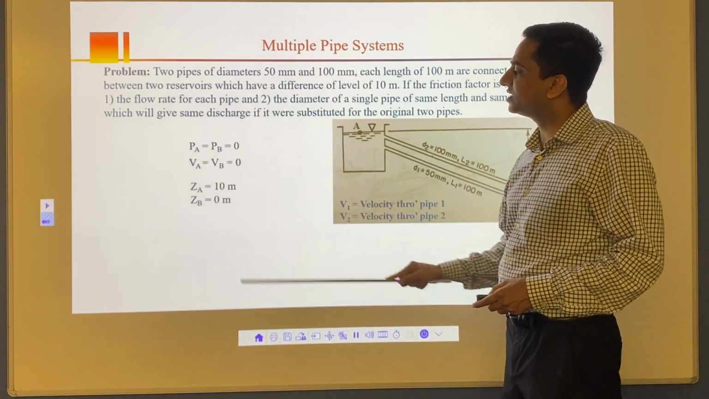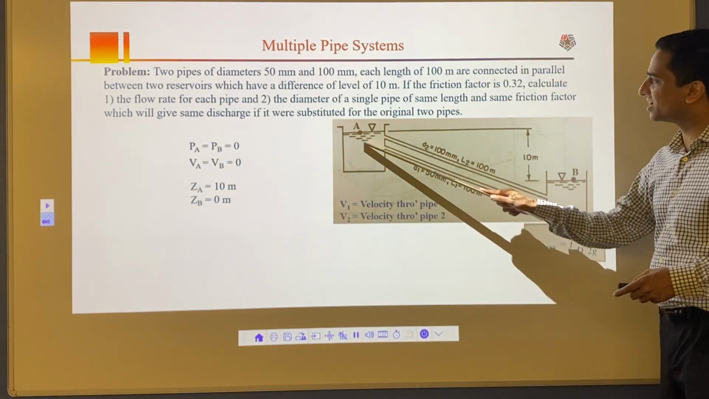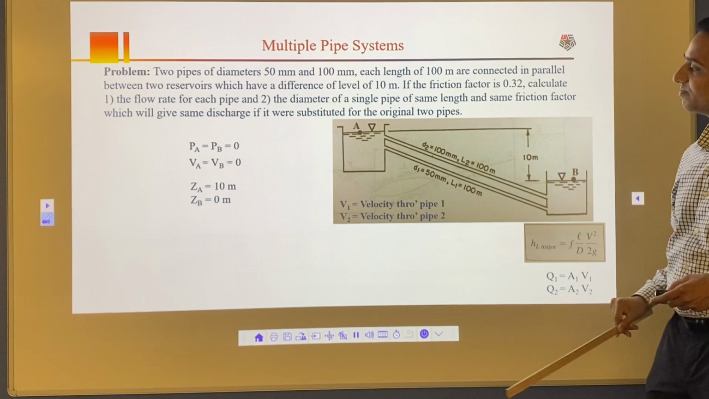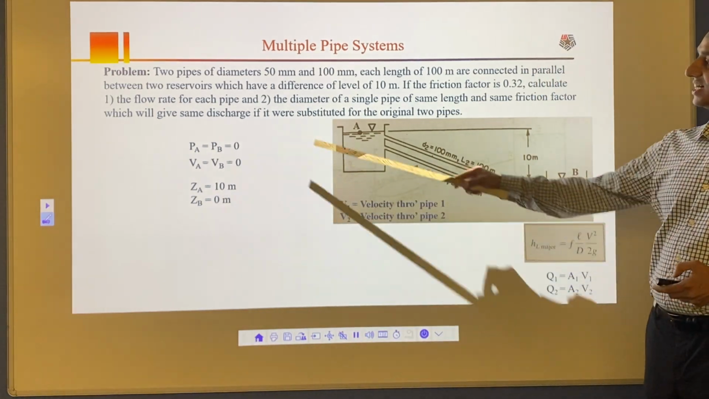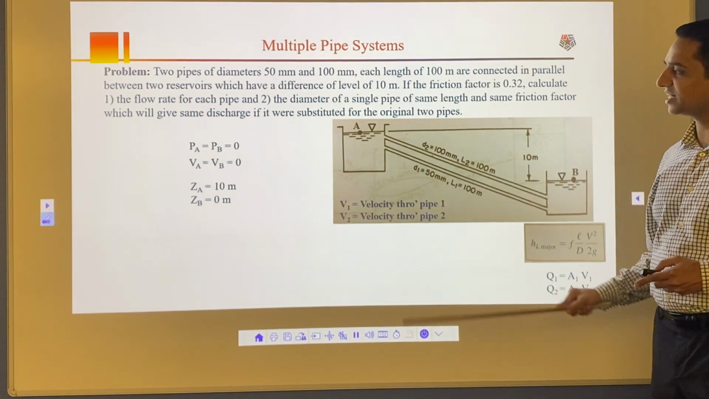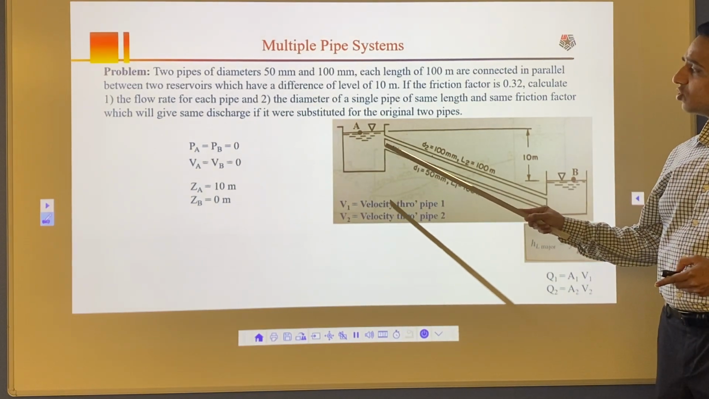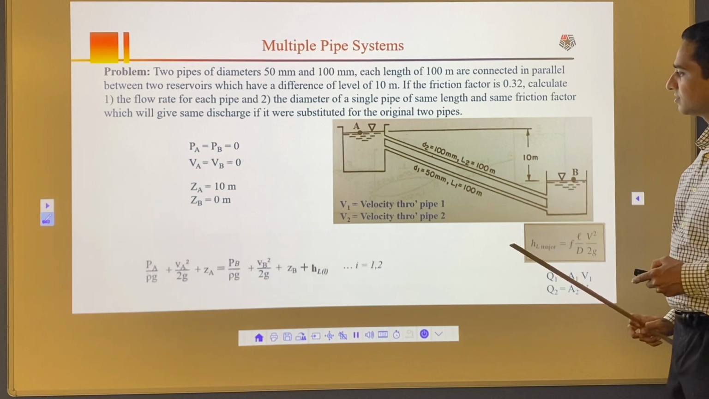ZA is equal to 10 meters, ZB is equal to 0 meters. So ZA, the height of the A from the base is 10 meters, and ZB is my base height. I'm going to put it 0. And these are the assumptions. I put it there, and then I'm going to apply my Bernoulli's equation from point A to point B.